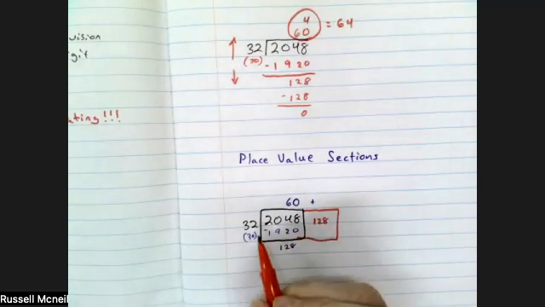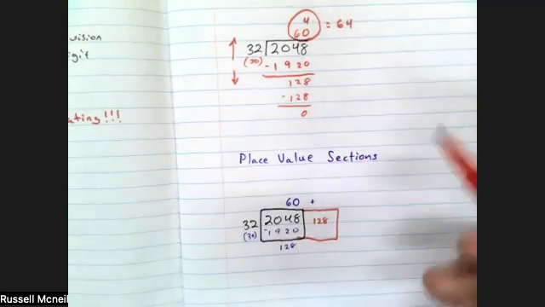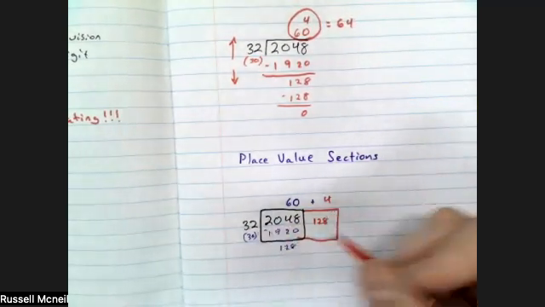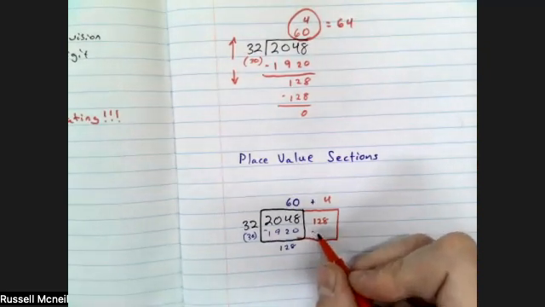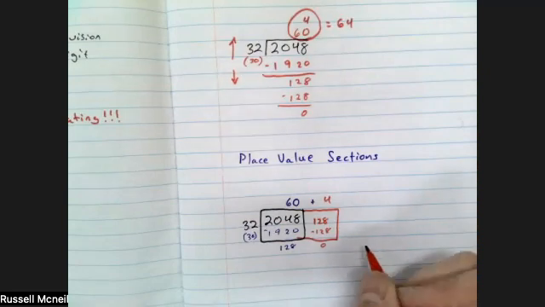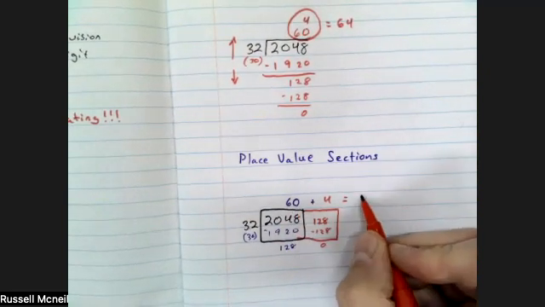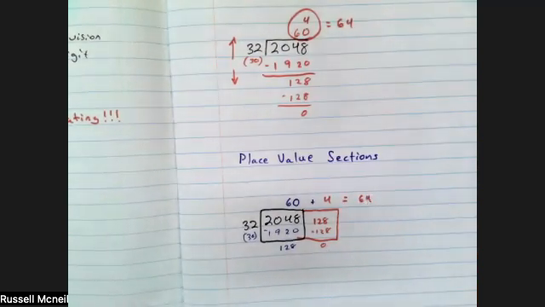128 goes in this box. We're looking for 32 goes into 128. And we know it already. It's 4. 4 times 32 is 128. We have a 0 remainder. And our quotient, our answer to a division problem, is just going to be here, 64.